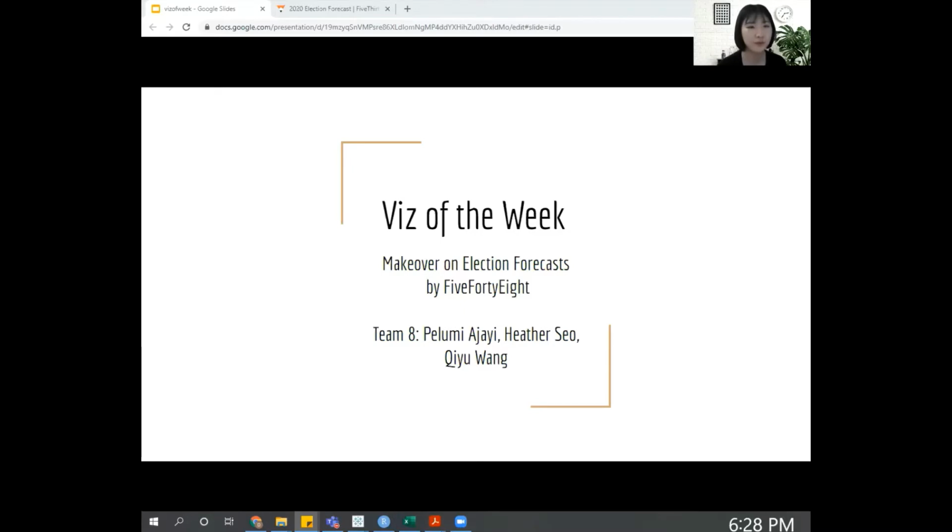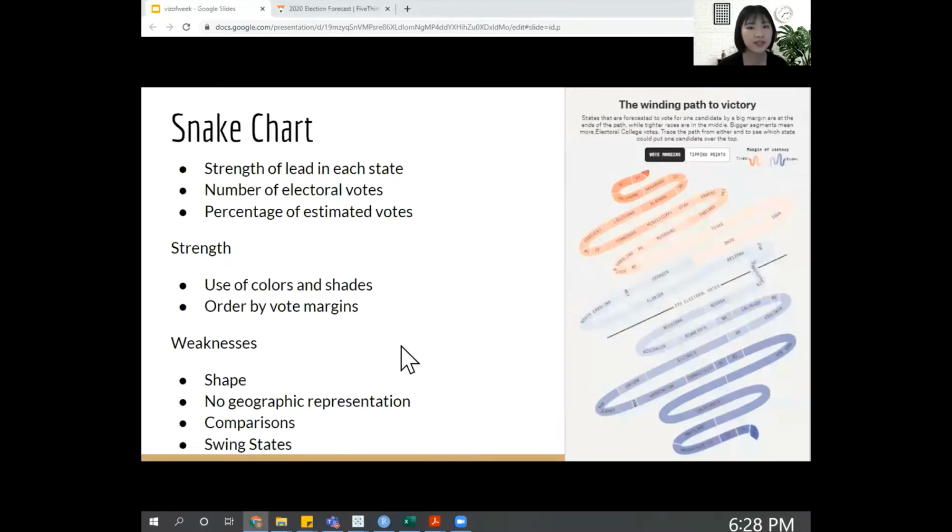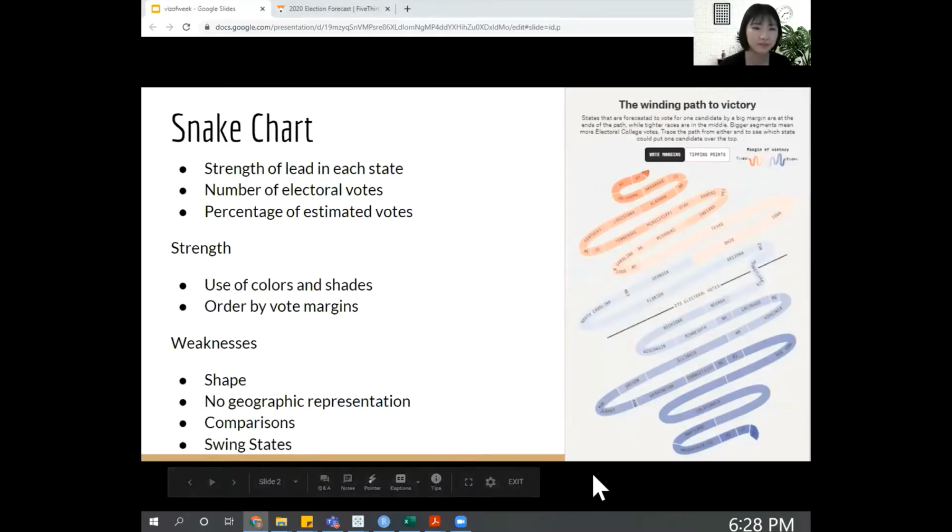Last week, we witnessed the 2020 presidential election, the most participated and the most intense race of all time. A chart we chose to make over is the snake chart on election forecast by 538. This chart shows a candidate's lead in each of the 50 states.